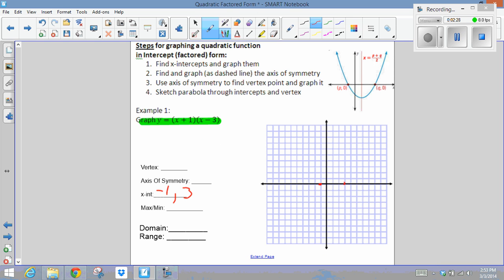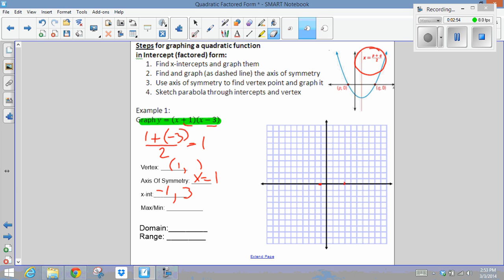And I'm going to get that by using this right here, p plus q divided by 2. This is p and this is q. So 1 plus -3 divided by 2. 1 plus -3 divided by 2 is -1. So my axis of symmetry is x equals -1. That also means that that's the first part of my vertex.